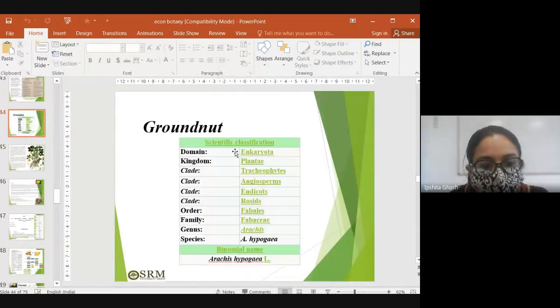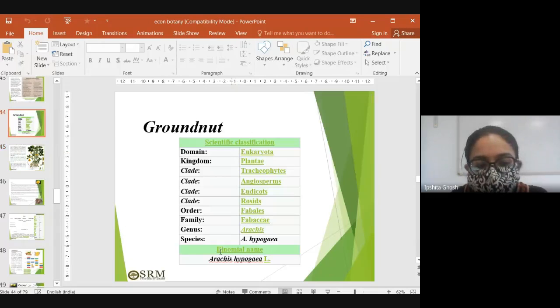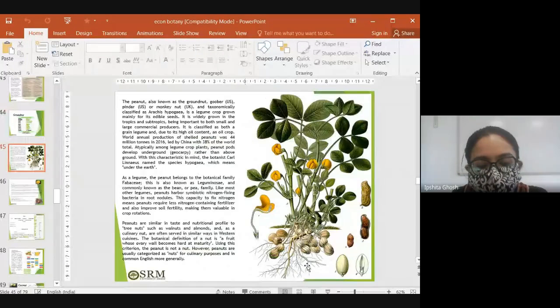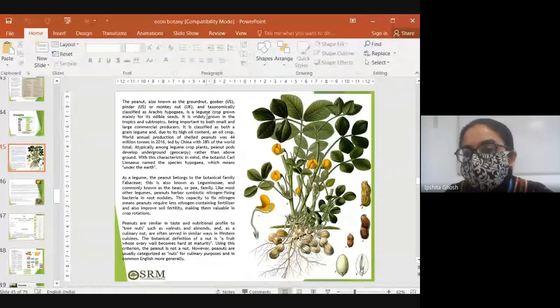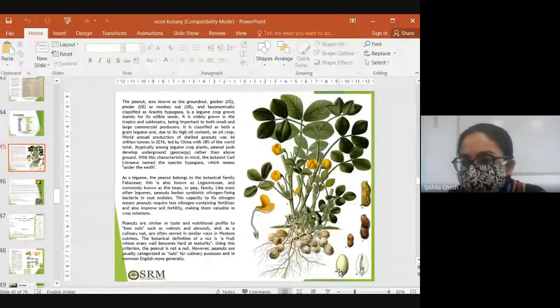Okay, what is its scientific name? It starts with A. Anyone can recall? Okay, it's Arachis hypogaea. Right. So now we were talking about the basic morphology of peanuts. Then the fruit type is nut.